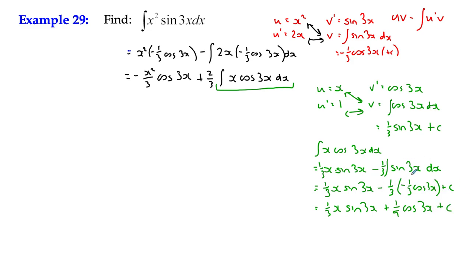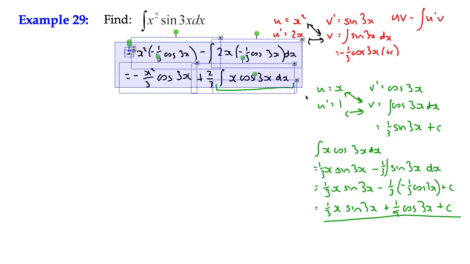You don't have to multiply this plus c by negative a third. Technically, it should be in there at that point in time, but the plus c is slightly of a movable feast. So we've got that. That's really what we're trying to do. So this whole thing, we're going to substitute in for the integral of x cos 3x dx. Okay, so let's try and do that.